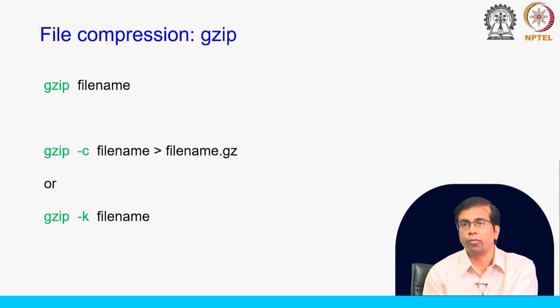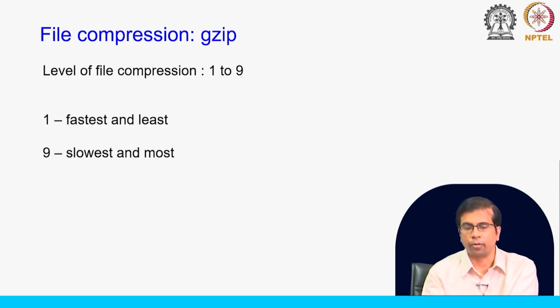Okay. Now, if you do not want to lose that original file, these are the options that you have. You can say gzip -c file name to file name .gz. So, the format is slightly different from zip. Here you want to create this, gzip -c file name to file name .gz, or you can simply say gzip -k file name. Okay. So, -k would suggest keep the original file. Okay. So, this is how this whole thing will work.